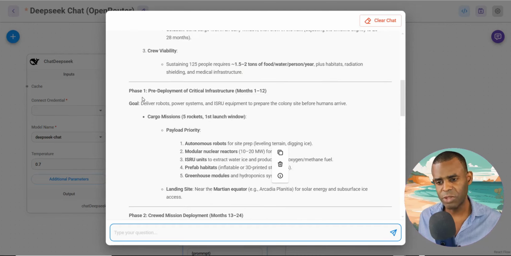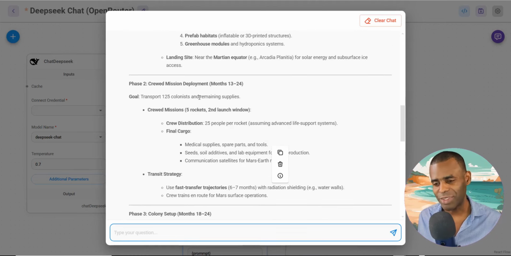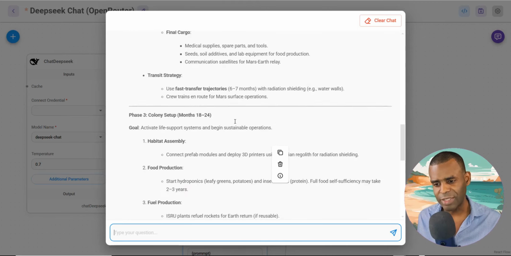So phase 1 takes place within basically 12 months of pre-deployment: deliver robots, power systems, and equipment to prepare the colony site before humans arrive. That's probably unrealistic given our current technology, unless we have something else that we don't know about. Phase 2 is going to take about 24 months, and then the colony setup, again, 24 months.